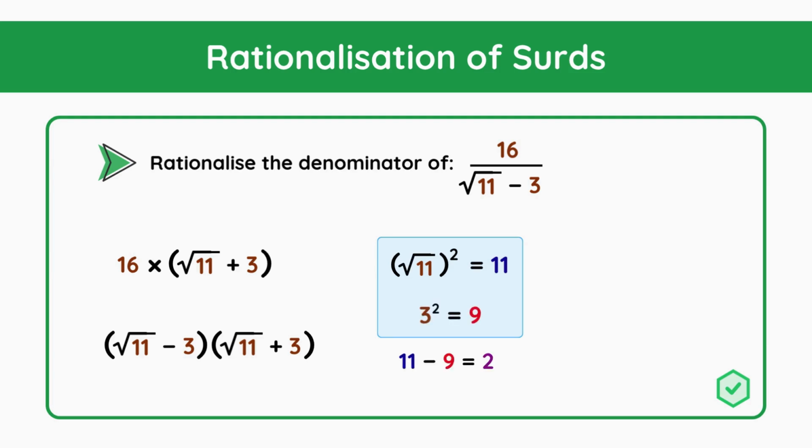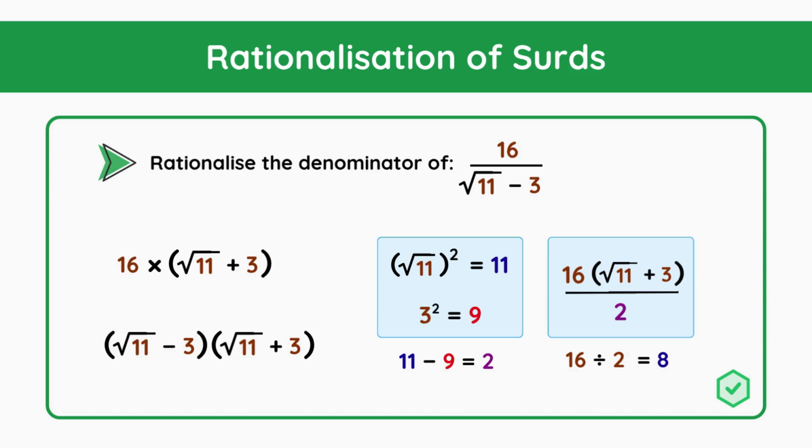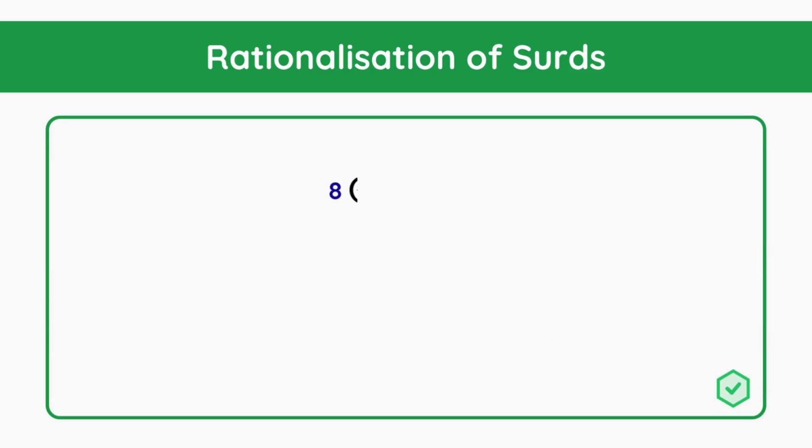Our denominator is 2. Let's write our fraction out. 16 times square root of 11 plus 3 over 2. Because we kept the top factorized, we can simplify 16 divided by 2, which is 8. This leaves us with 8 times square root of 11 plus 3. Now we expand to get our final answer. 8 square root of 11 plus 24. Keeping the numerator factorized makes your calculations much cleaner.